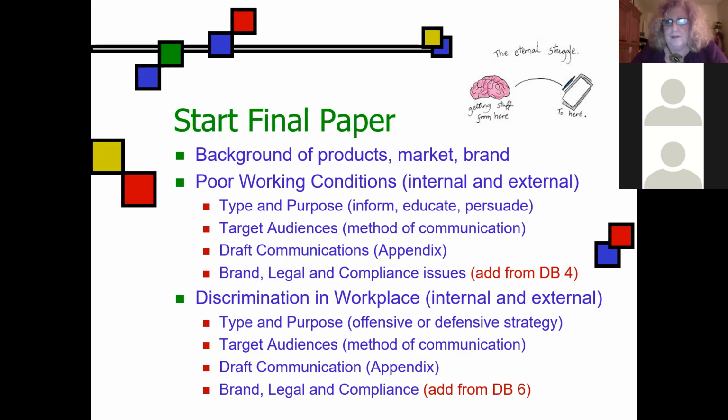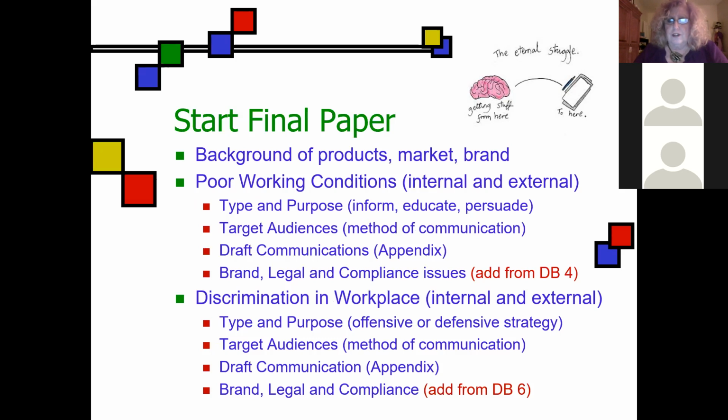You're then going to pick up on the 2 scenarios that we had. We had poor working conditions and you had discrimination in the workplace. You are going to combine the internal and external for both of them. So, under poor working conditions, your type and purpose. Was it to inform, educate, or persuade? You're going to talk about the target audience, and you're also going to talk about the method of communication. Almost everybody talked about the method for internal, but hardly anyone talked about the method for external.